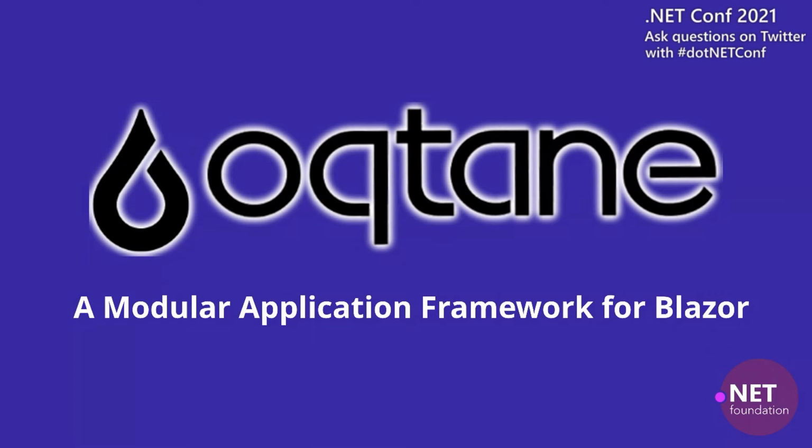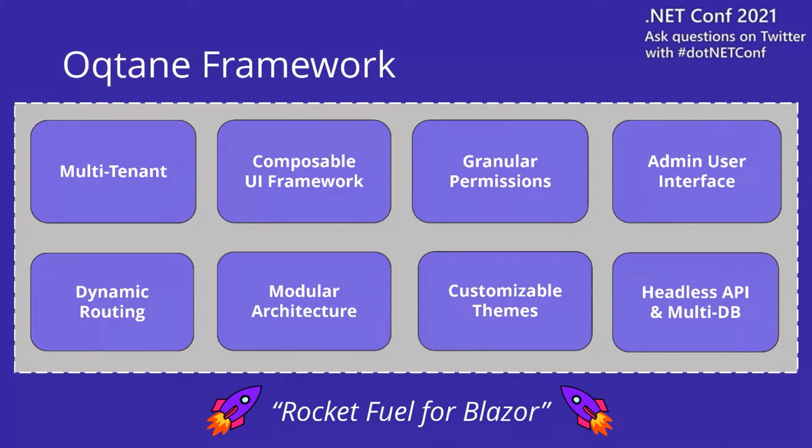So the application that I'm going to be talking about today is a modular application framework that's open source, that's created for the Blazor platform called Octane. Octane has some interesting capabilities that are provided for you out of the box. Things like multi-tenancy, a composable UI framework, a modular architecture. It's got a granular permission model that you can take advantage of, customizable themes, an admin user interface for interacting with the software, and of course a headless API and the support for multiple databases, which is really what we're going to concentrate on today.